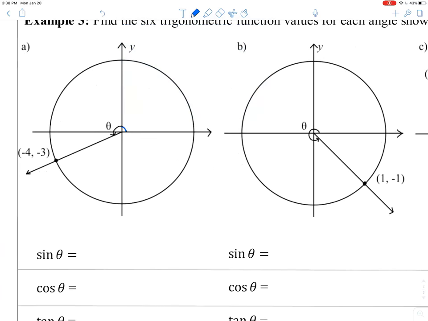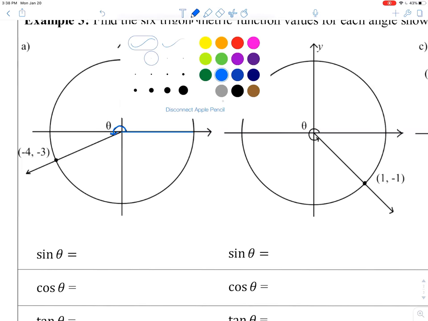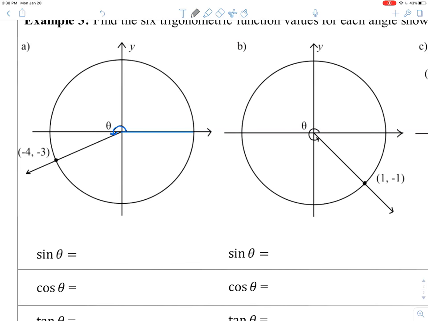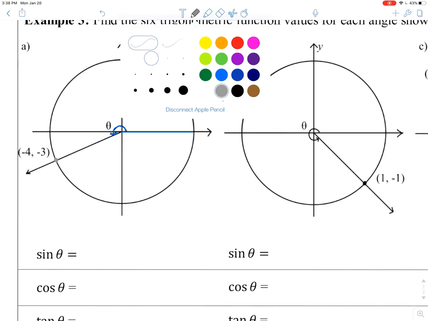So here we have this massive angle. It's called a reflexive angle. It's greater than 180 degrees. Okay, so we have this angle that we wanted to find its trig values for. But we can't because we don't have a right triangle. So what you do is you see that this point terminates here at (-4, -3).